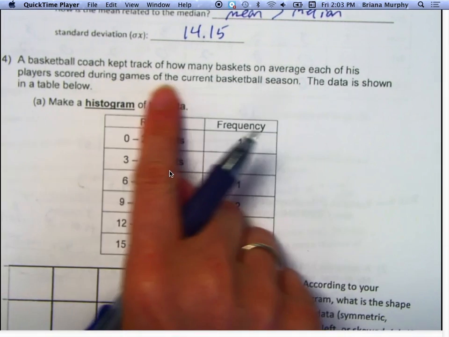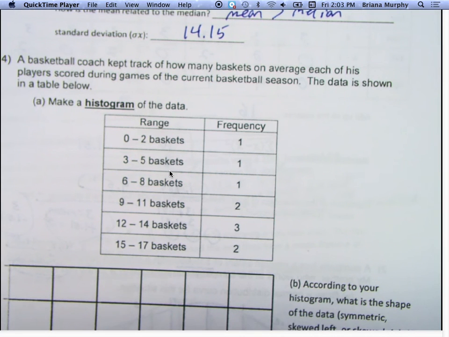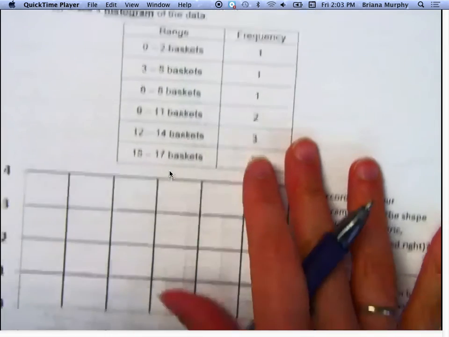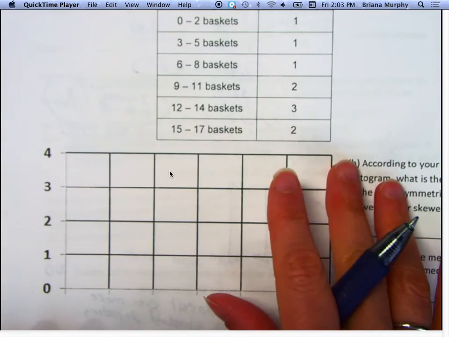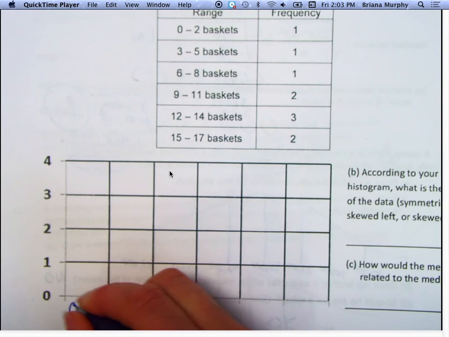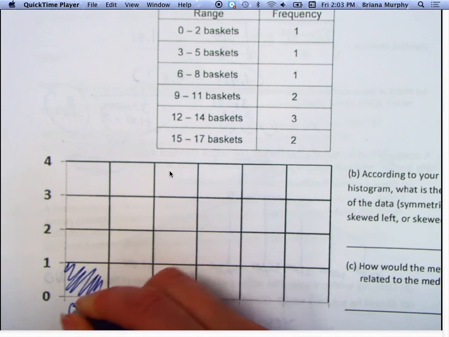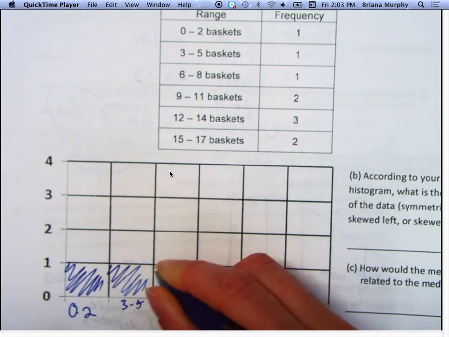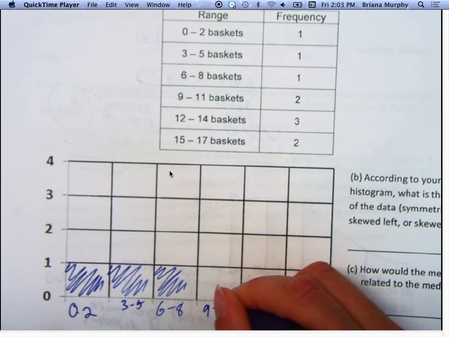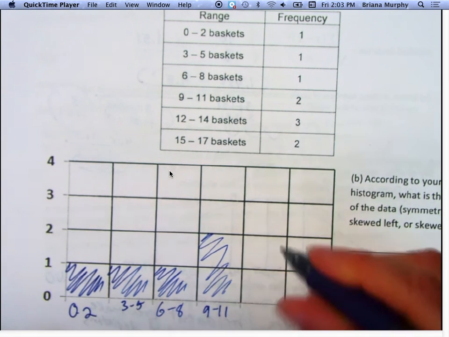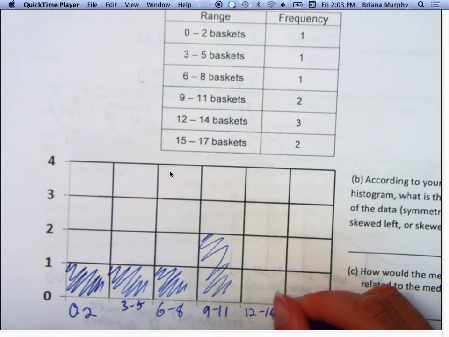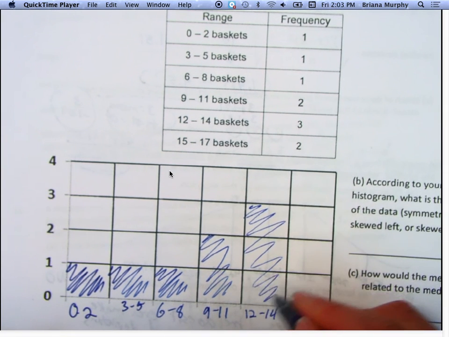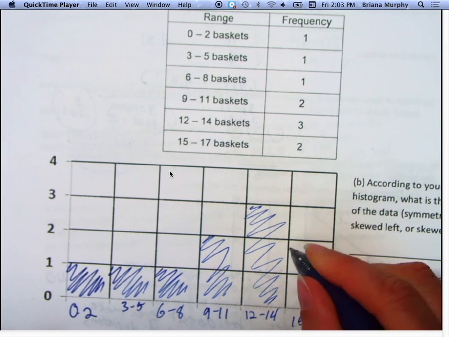Okay, a basketball coach kept track of how many baskets on average each of the players scored during a game of the current basketball season. The data is shown below. We're going to make a histogram. It already gives you all the frequencies. So between 0 and 2, you got 1. Between 3 and 5, you got 1. Between 6 and 8, you got 1. Between 9 and 11, you got 2. Between 12 and 14, he got 3. And between 15 and 17, he got 2.